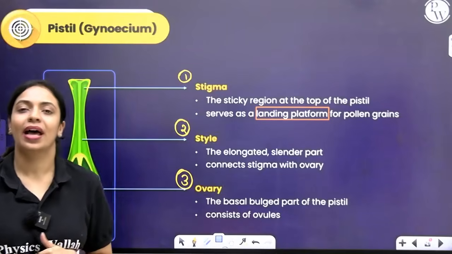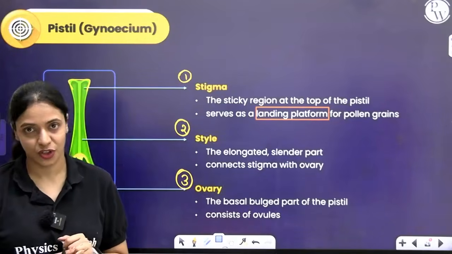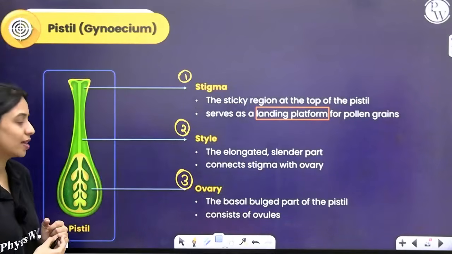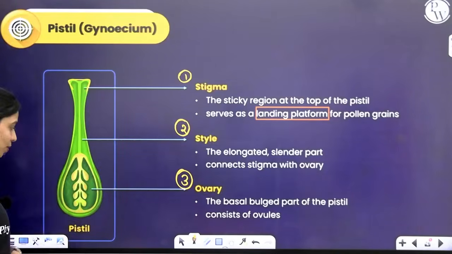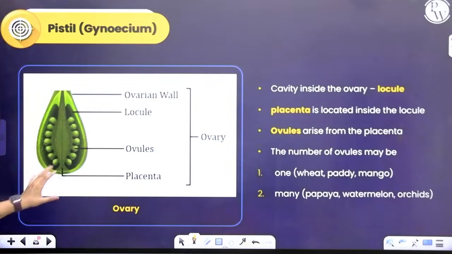Within the ovary, you will have a cushiony structure called the placenta. And to the placenta, one to many ovules will be attached. Okay, so this is the basal part of the gynoecium. So this is what the ovary looks like.